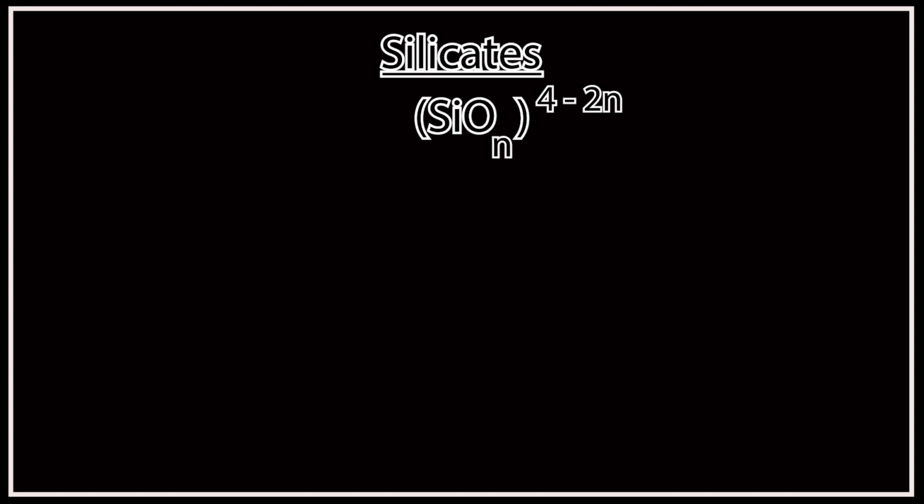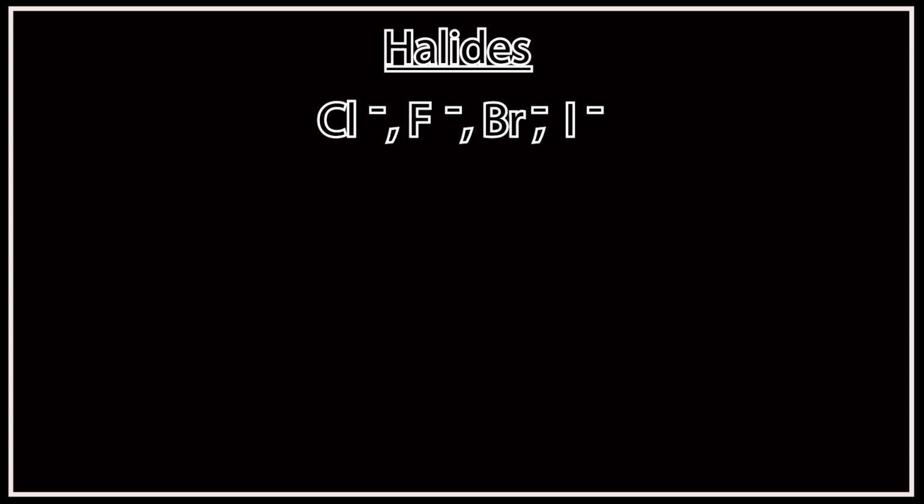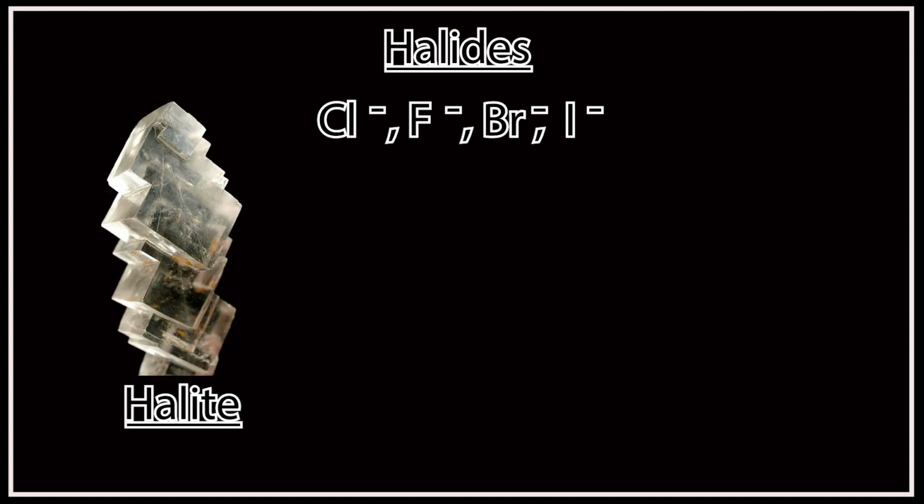The mineral example would be forsterite. Its chemical composition is Mg2SiO4. The next group is halides. Its anions are chlorine, fluorine, bromine, and iodine. A mineral example would be halite, or salt. Its chemical composition is NaCl.